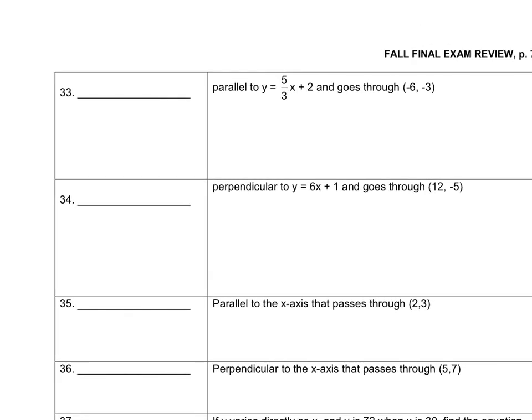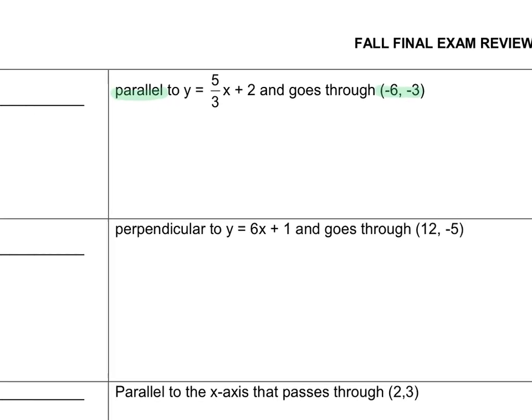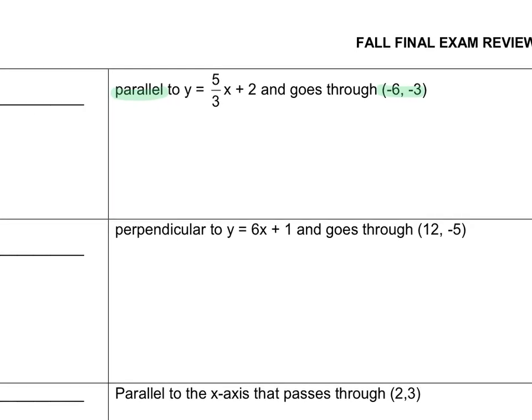33, we're still looking at finding the equation, except this time they're giving us some different information. So they want it parallel to that equation and going through the point (-6, -3). If we're looking for something parallel, alarm bells should be ringing in your head and you should be thinking same slope. So right now, my slope is 5/3. So if I want to keep the same slope, I still want a slope of 5/3. But I want it to go through the point (-6, -3). So that's an x1, y1 for the information.